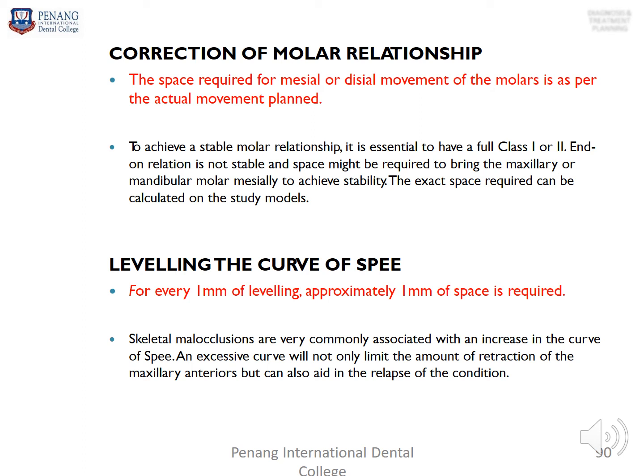For the leveling of the curve of Spee, especially in a deep bite case, for every 1 mm of leveling, approximately 1 mm of space is required. Skeletal malocclusions are very commonly associated with an increase in the curve of Spee. An excessive curve will not only limit the amount of retraction of the maxillary anteriors, but can also aid in the relapse of the condition.